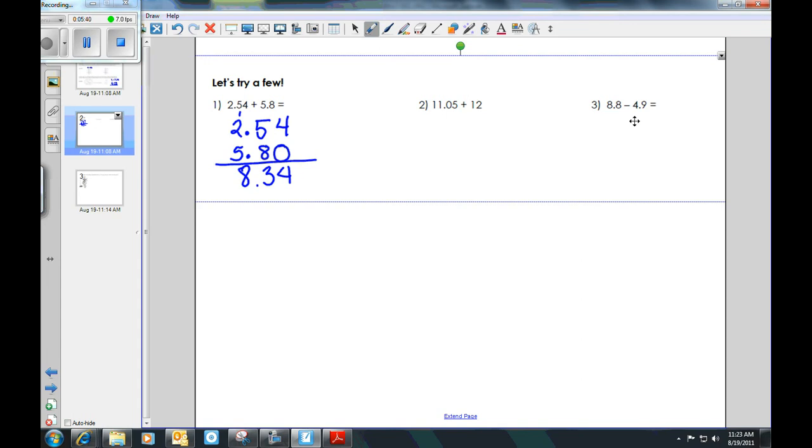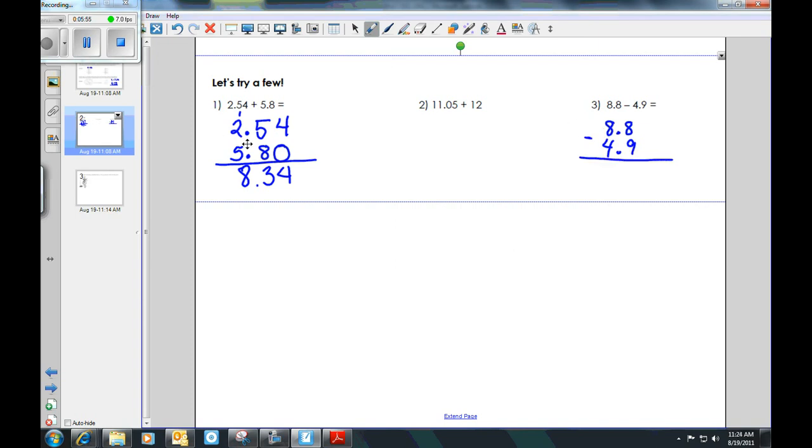Okay, for number 3, I'm going to write this out vertically. 8 and 8 tenths, and lining up my decimal point, I have 4 and 9 tenths. I don't have any blank spaces to fill in with zeros, so I'm just going to leave that.